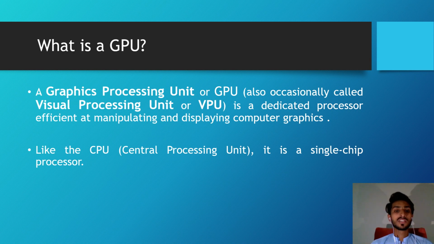Now we see what is GPU. A graphic processing unit, or GPU, is a dedicated processor efficient at manipulating and displaying computer graphics. Like the CPU, it is a single chip processor.